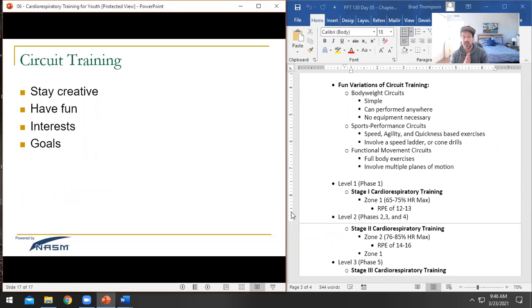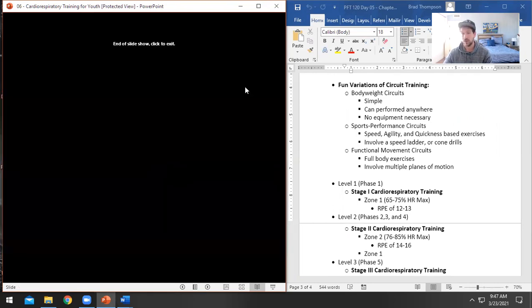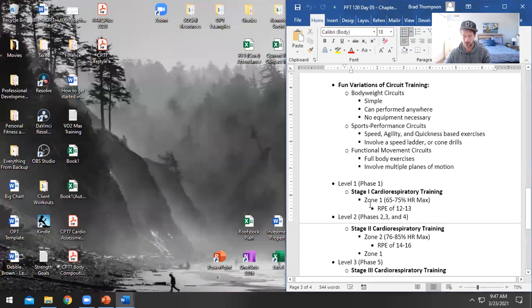So stay creative, have lots of fun, keep your clients' interests in mind, but don't forget, whenever you're writing a cardio routine, you always want to make sure that it is based on your clients' goals and that you are working towards whatever it is that they are trying to work towards. So that is all of our general approach to cardio training. Do you guys have any questions on that?